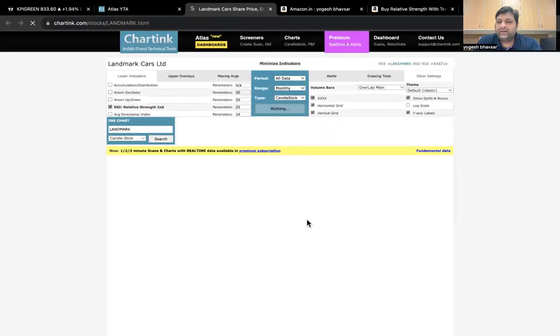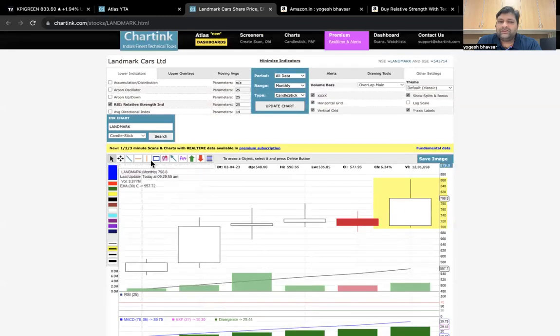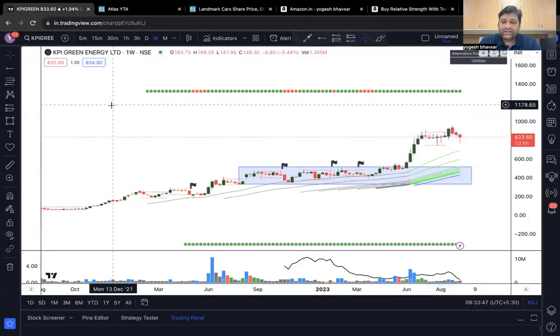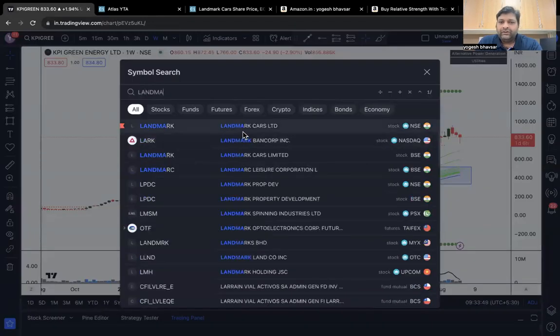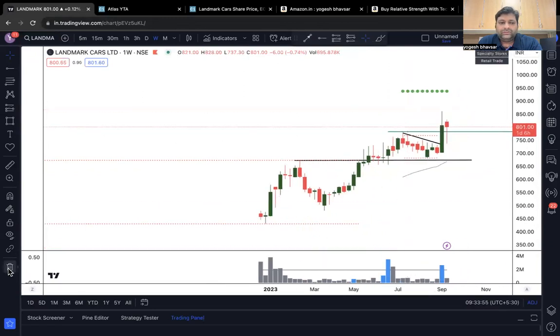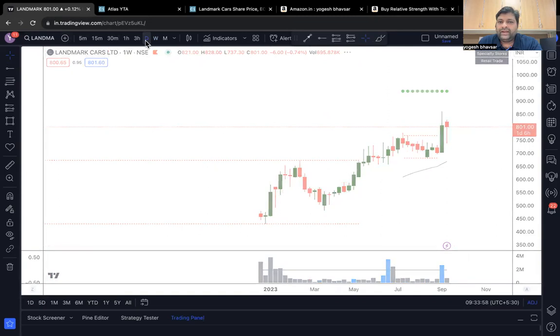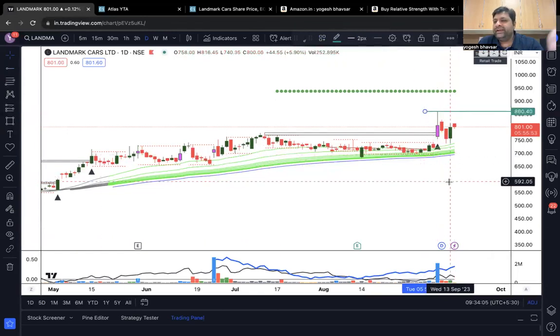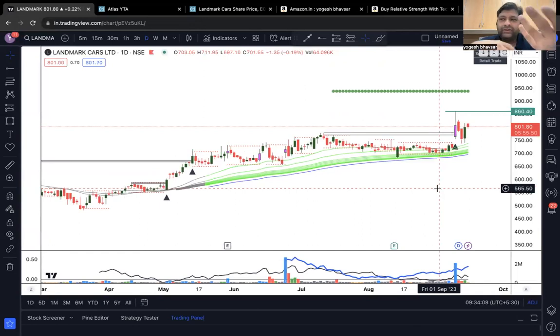Now if you see this Landmark, the numbers are kicking in and the stock is trying to break out of this area, the consolidation, same as it was over here. So you can just go over here and check out Landmark Cars. And if you see, with the help of my YTA system, you can literally see the breakout has happened over here, and see the volumes. So even if I go and take a risk about this 860, it will be very difficult for the stock to just go above 860 at a given point of time, because it's a fundamental number.